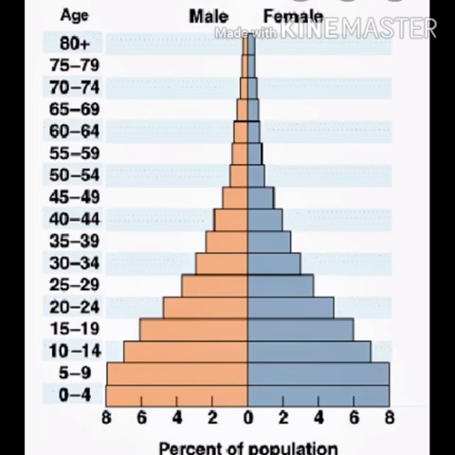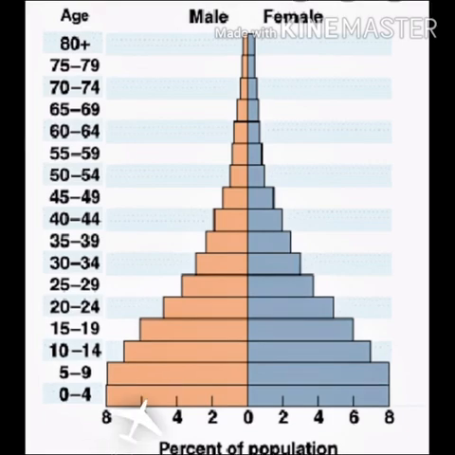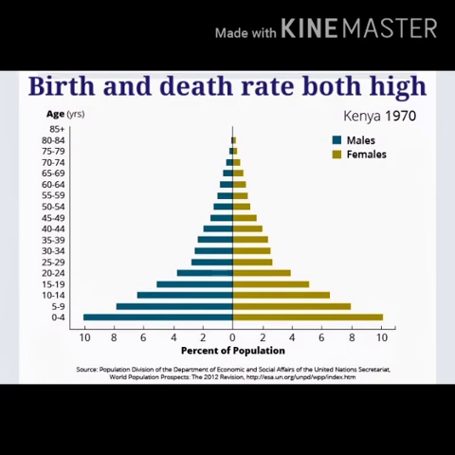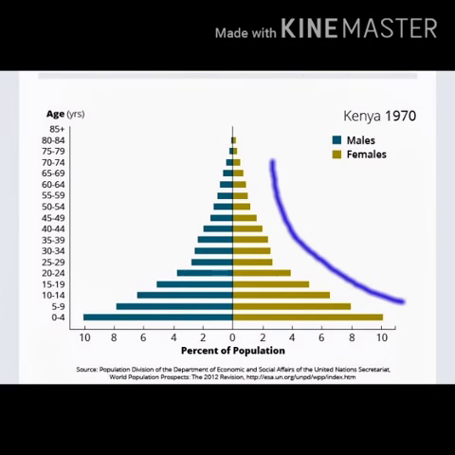Now we are going to revise three types of population pyramid. First is the population pyramid of Kenya, where birth and death rates are both high. Therefore, it is broad at the base and rapidly narrows at the top.